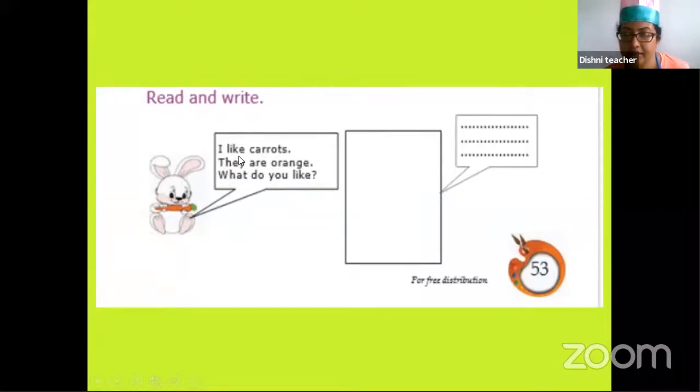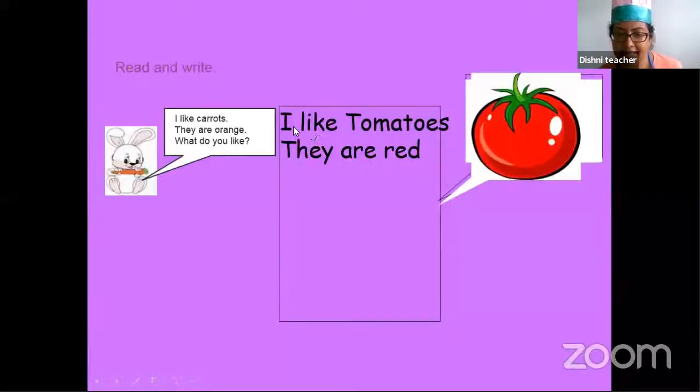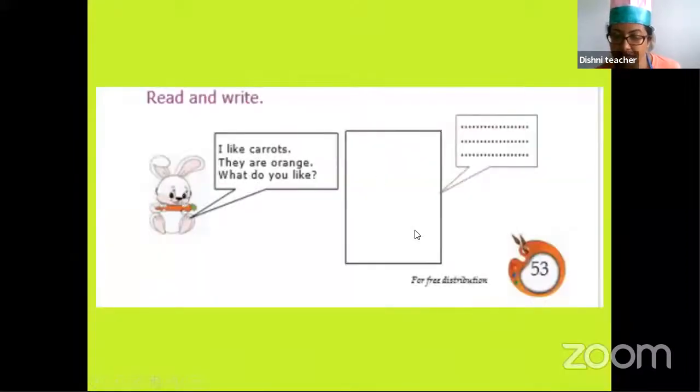You can draw a picture like this. See, I like tomatoes. They are red. In this white box you have to draw a picture. This space you have to draw. Then after that, on these lines you have to write the sentence. Say what you like, and you must mention a color. Okay.